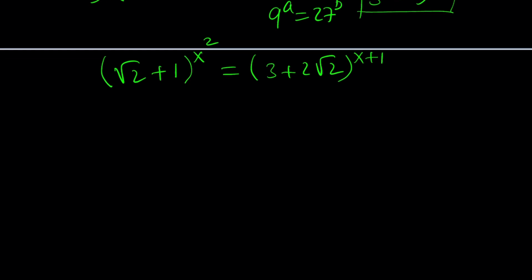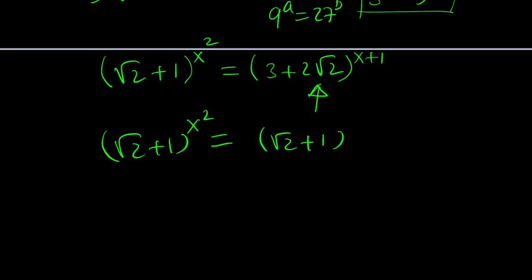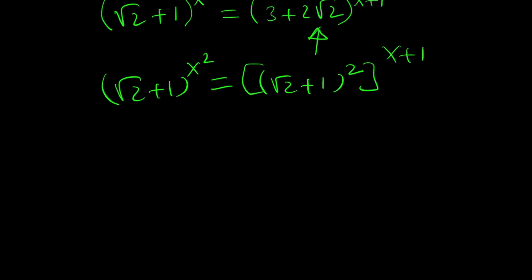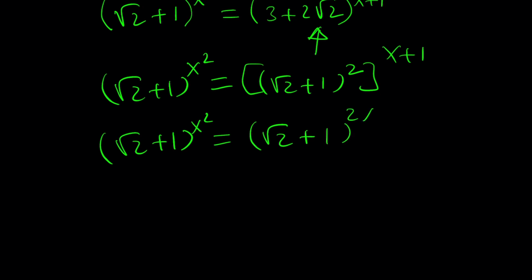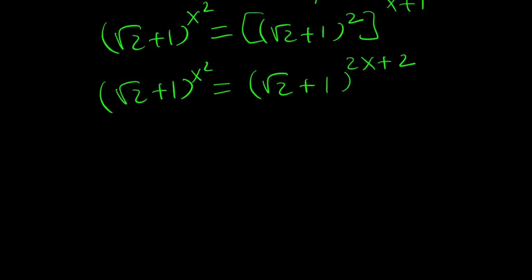We're going to write this as a power of root 2 plus 1. Let's do that, which is the second power. So now we're going to write it as root 2 plus 1 to the second power, and then we're going to raise it to the power x plus 1 on the outside. Of course, that means we're going to multiply the exponents, right? When you multiply the exponents, you get 2x plus 2. Now, this is really cool because we have the same base.